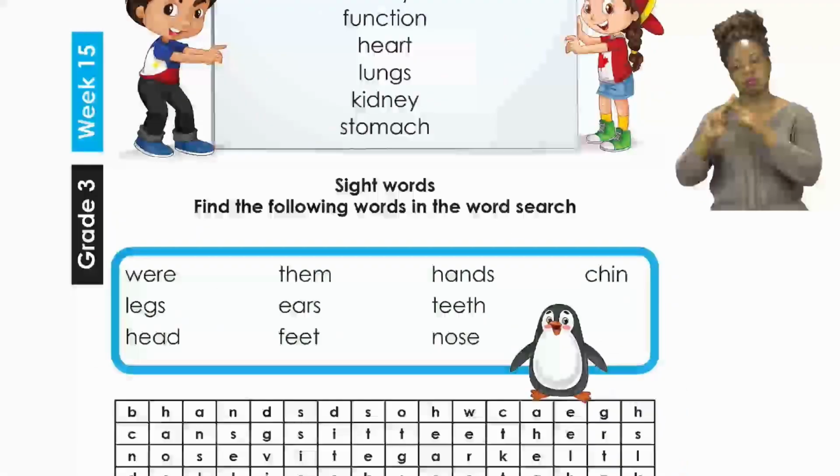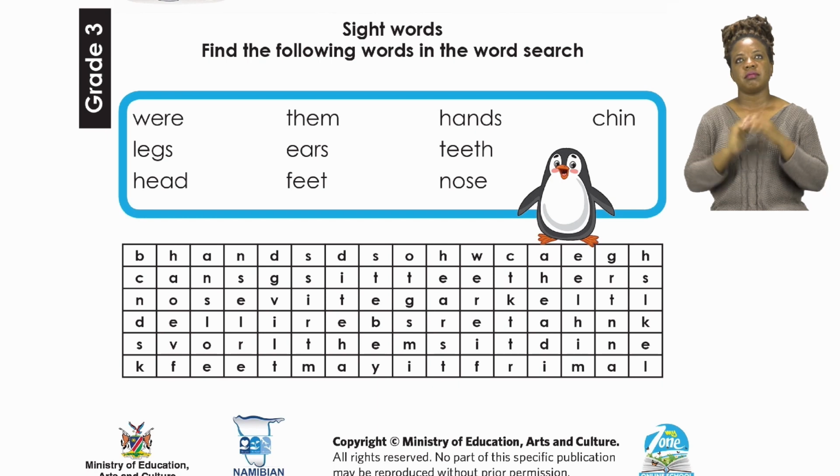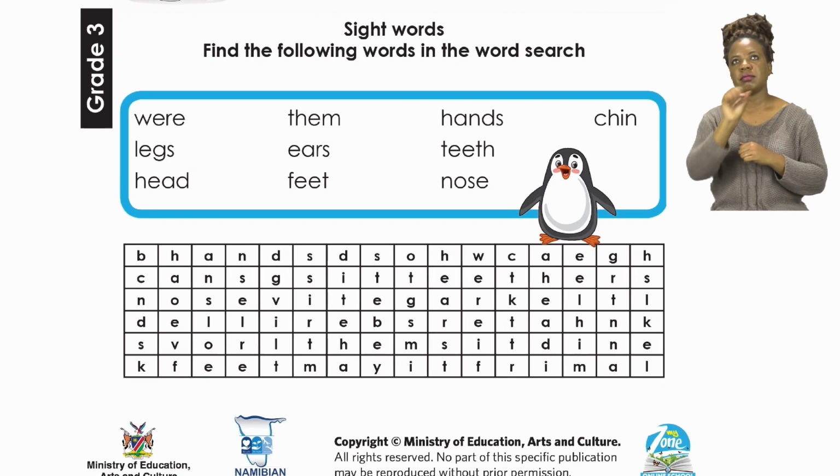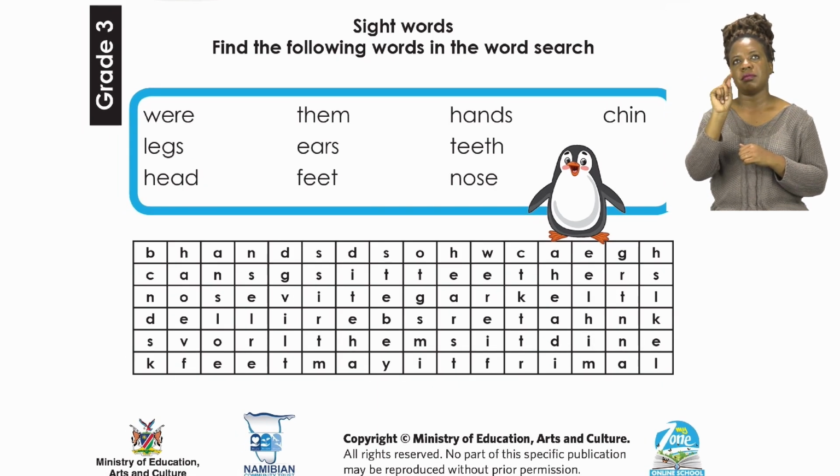Let's now take a look at our sight words. Our sight words for today are, let's read them together: were, legs, head, them, ears, feet, hands, teeth, nose, and chin.